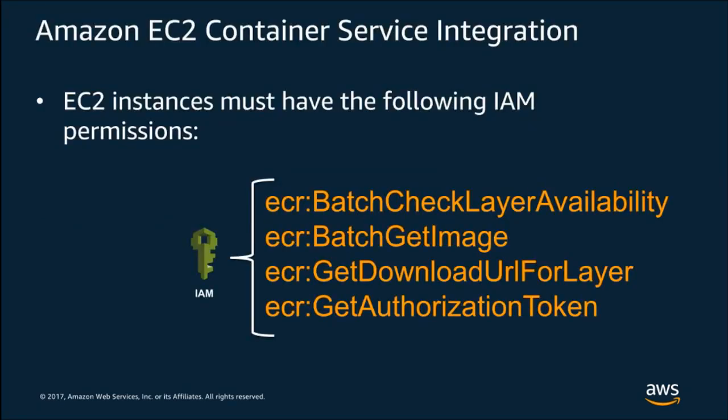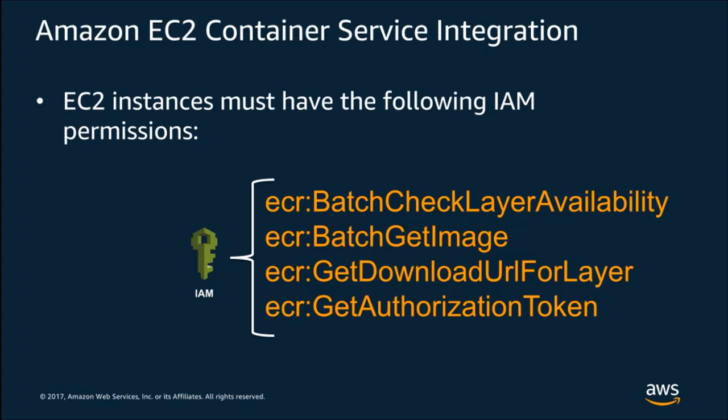So the first one we have is the Amazon EC2 Container Service integration. The EC2 Container Registry is integrated with Amazon ECS, allowing you to easily store, run, and manage container images for applications running on Amazon ECS. All you need to do is specify the Amazon ECR repository in your task definition, and Amazon ECS will retrieve the appropriate images for your applications.